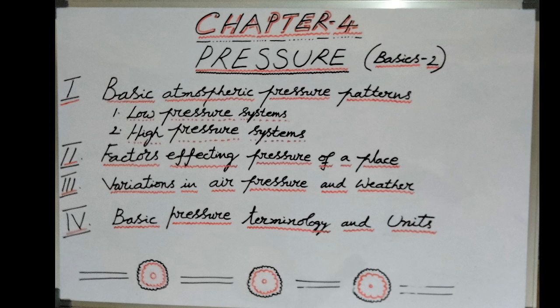There are regions of high and low pressure formed on the earth as a result of factors like temperature of the air, altitude, humidity in air, revolution of the earth, and difference in rate of insolation, that is incoming solar radiation. These are the factors affecting pressure of a place.